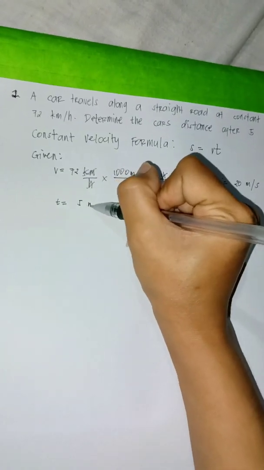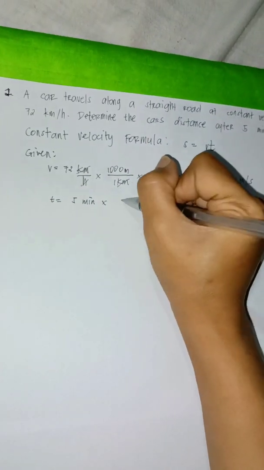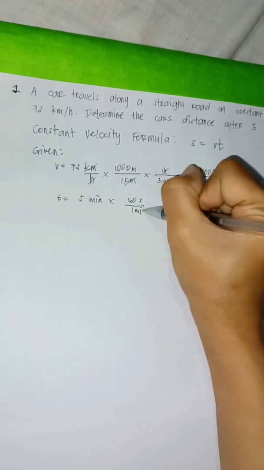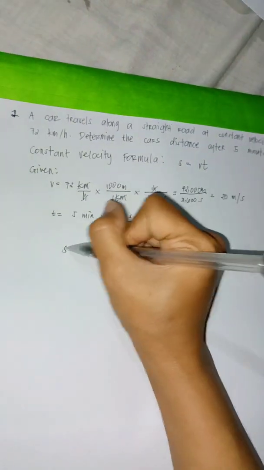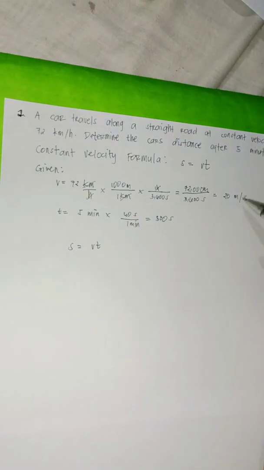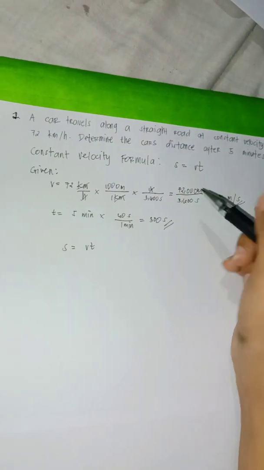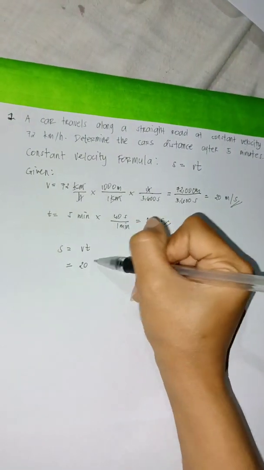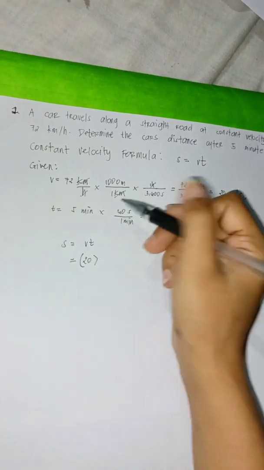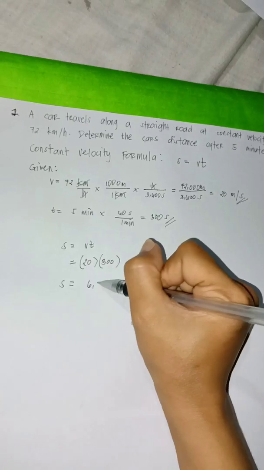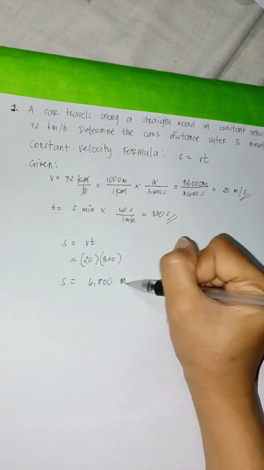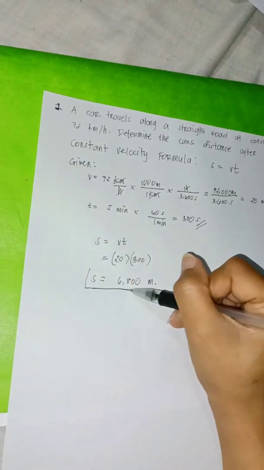So for the time, we have 5 minutes multiplied by 60 seconds to convert it into seconds, which is equal to 300 seconds. So substitute to our formula, we have velocity is equal to 20 and time is equal to 300. So 20 times 300 is equal to 6,000 meter. So this is our final answer.